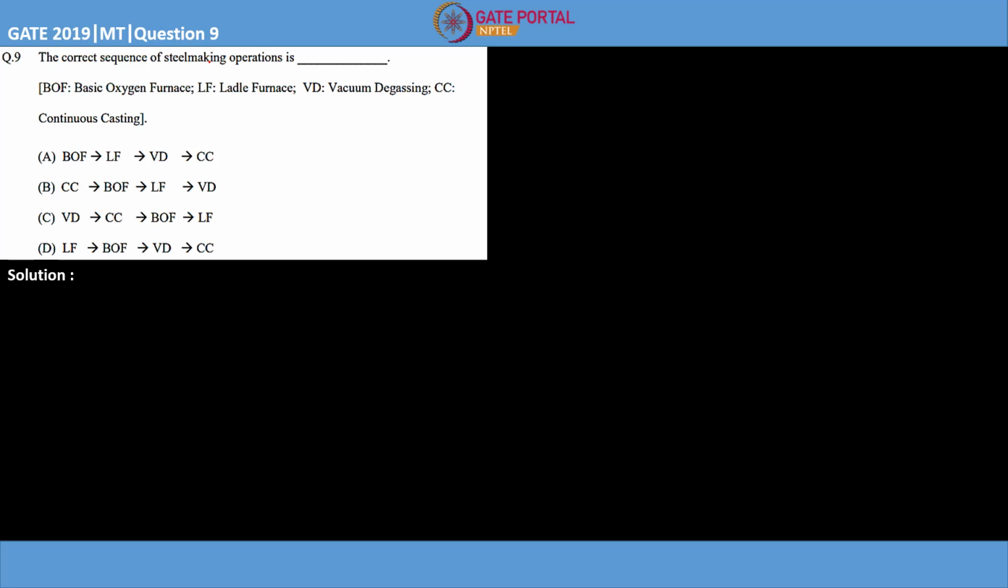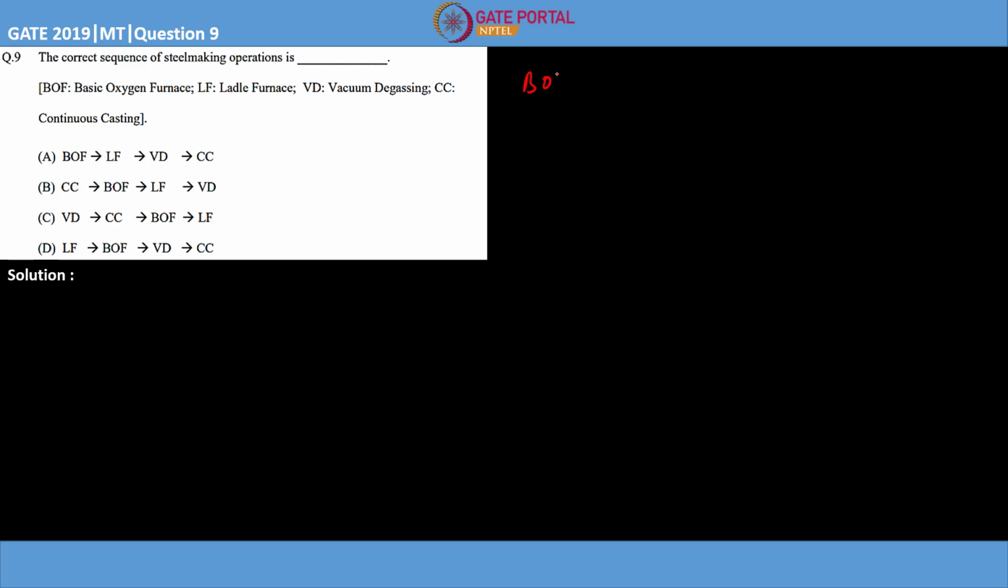This is question number 9 of GATE 2019 Metallurgical Engineering. The correct sequence of steel making operation is. So we have been given basic oxygen furnace, ladle furnace, vacuum degassing, continuous casting, and we have to arrange them in a correct sequence. So we will go one by one.